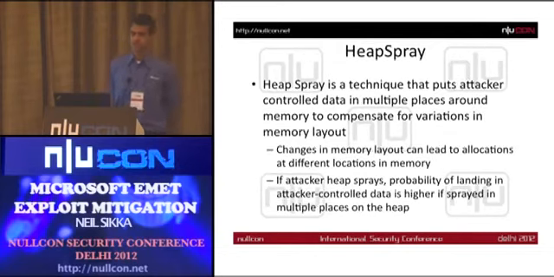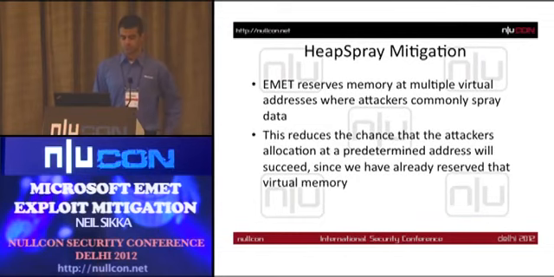So first of all, the heap spray is a technique that the attacker uses where they put multiple copies of their malicious code, like shellcode, into the process's address space, and they hope that a dereference or whatever vulnerability they're exploiting lands into one of the copies of their data that they put into the address space. And we have a mitigation for that. The mitigation is that we pre-reserve memory at multiple virtual addresses where the attackers generally and commonly put their shellcode. And this reduces the chance that the attacker's allocation at the predefined address would succeed because it's already been reserved by EMET.